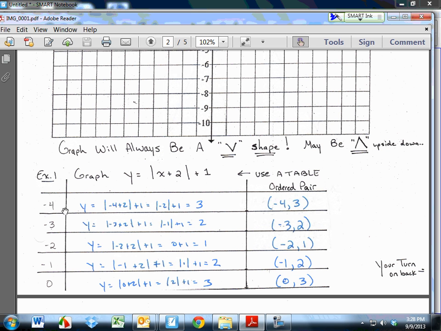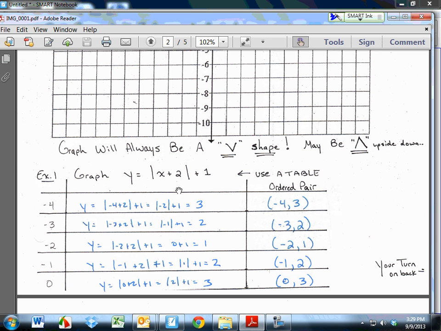So what that means is, when you plug in a negative 4, which we've already done the work for, you get 2 plus 1, you get 3. Also, when you plug in a 0, you get the absolute value of 2 plus 1, you get 3. So with absolute values, you're going to get what I call a V shape. You're going to get either a V or an upside down V. And you can see that as we graph the points here that I plugged in.